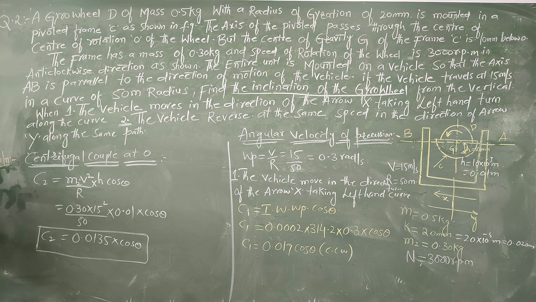Then after that we need to find out the total overturning. The gyroscopic couple C1 and the centrifugal couple C2 are acting in opposite directions. For that reason the overturning couple is C1 minus C2. Please take this snapshot.